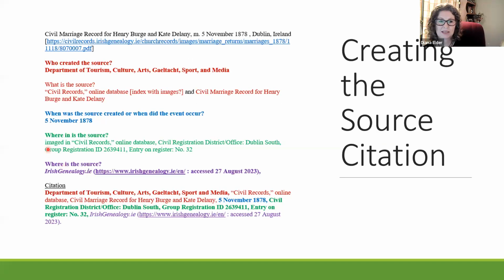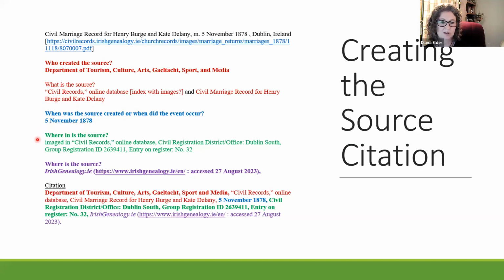So, creating the source citation, the researcher also sent how she had broken out using the 5 questions. So we're going to take a look at that. Remember, when we have our 5 questions, we have the who created the source. So right here, it was the Department of Tourism, Culture, Arts, Gaeltacht, Sport, and Media. And then what is the source? It was the Civil Records online database index with images and the civil marriage record for Henry Burge and Kate Delaney. And then when was it created, or when did the event occur? So we have the date in 1878.